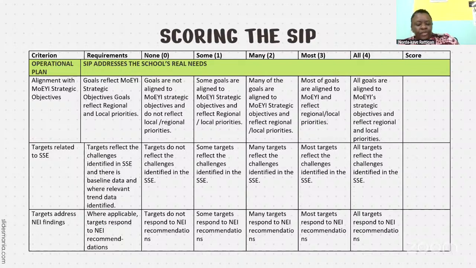As I said before, don't forget your NEI findings. See it right there on the rubric? Do your targets address NEI findings? Remember to match your NEI findings with the strategic objectives that they apply to. You're not going to find a recommendation to match with every strategic objective, but for the ones that you get, make sure you align them.